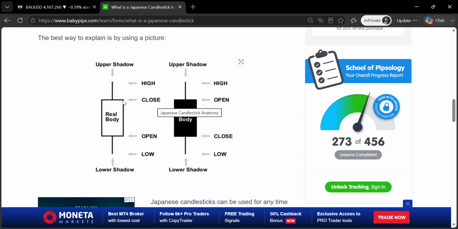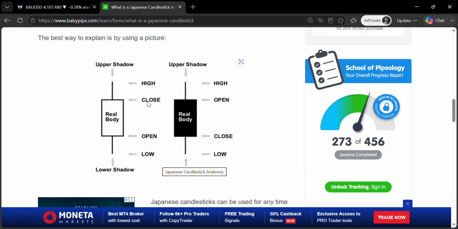To understand candlesticks, you really have to understand the formation of a candlestick. This is what a candlestick looks like. A candlestick has two main parts. It has a body, and then it has a wick, also known as a shadow. A candlestick has four main components. To understand the context of the story the candlestick is going to tell you, you have to take note of the open, the low, the high, and the close.